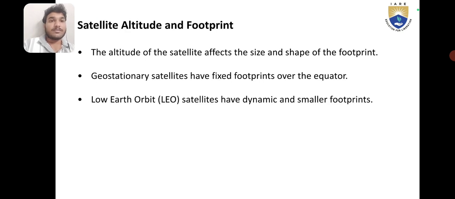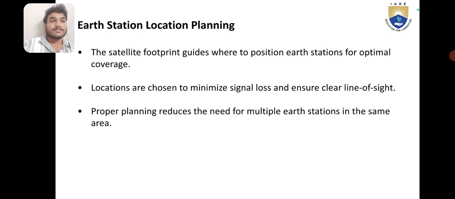Satellite altitude and footprints. The altitude of satellites affects the size and shape of the footprint. Geostationary satellites have fixed footprints over the equator. Low Earth orbit (LEO) satellites have dynamic and smaller footprints.